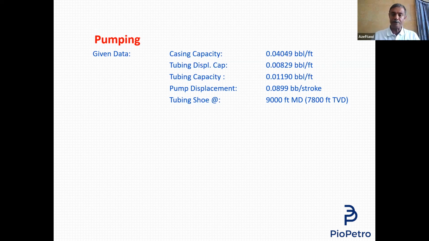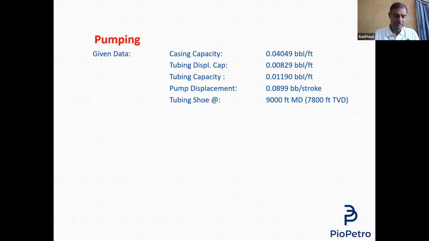This is the piston pump. With the piston pump we measure how many barrels, liters, or gallons the piston of this pump is pushing every stroke. Stroke means from A to Z. The piston moves from A to Z and displaces 10 liters, 10 gallons, 5 liters, 5 barrels. This is what we mean by pump displacement. And at the end, we give you the tubing shoe, the measured depths and the TVD.